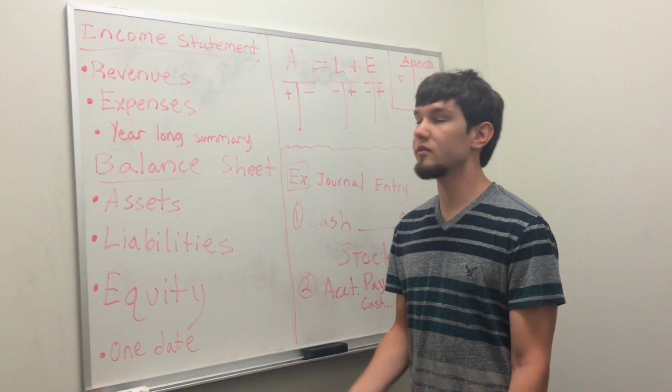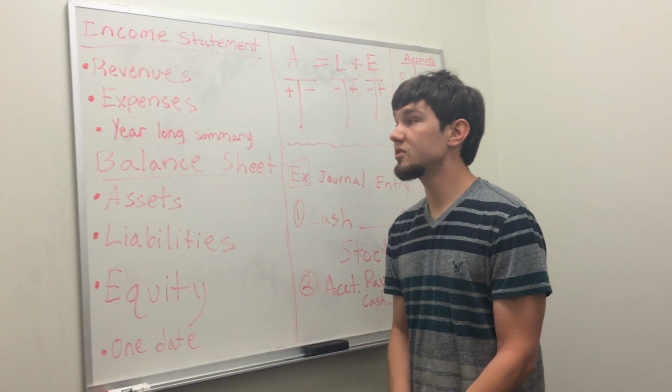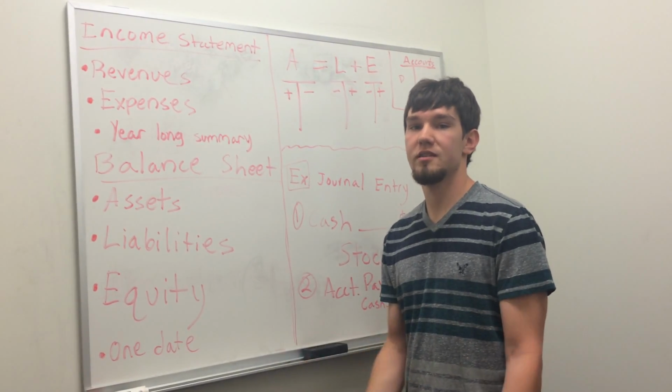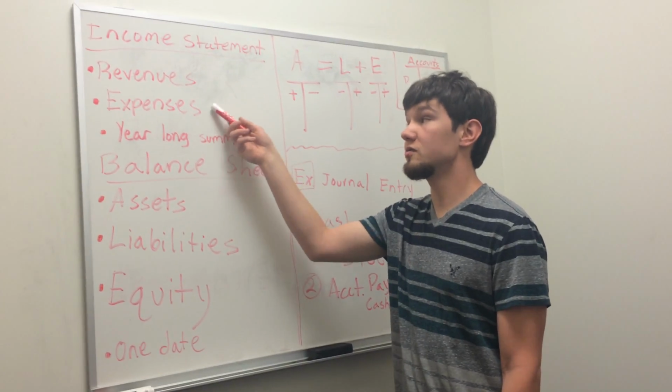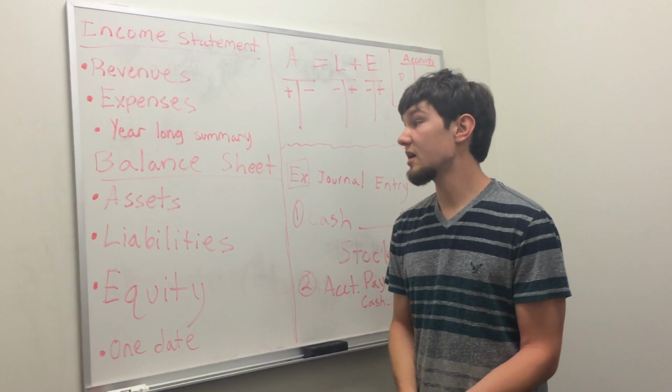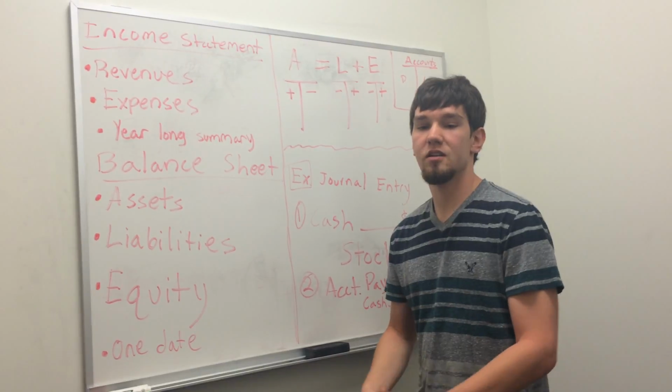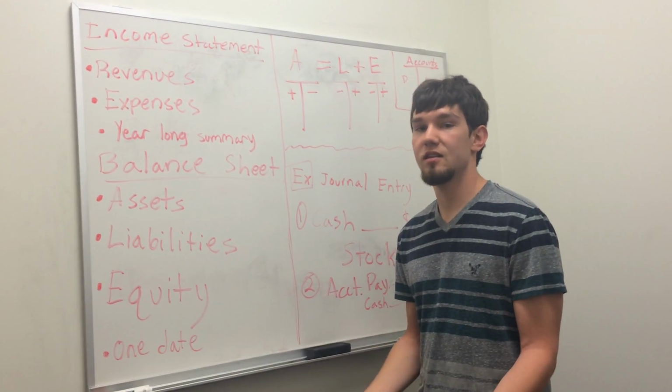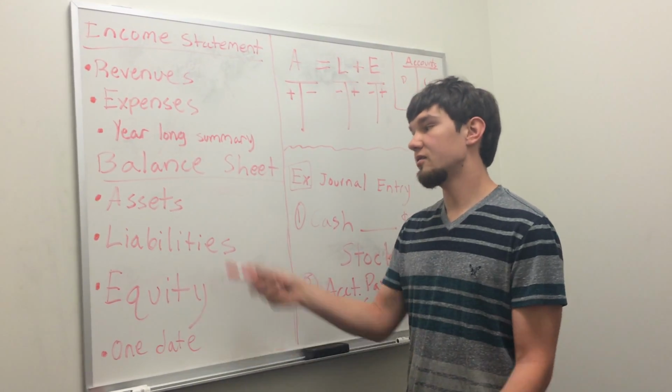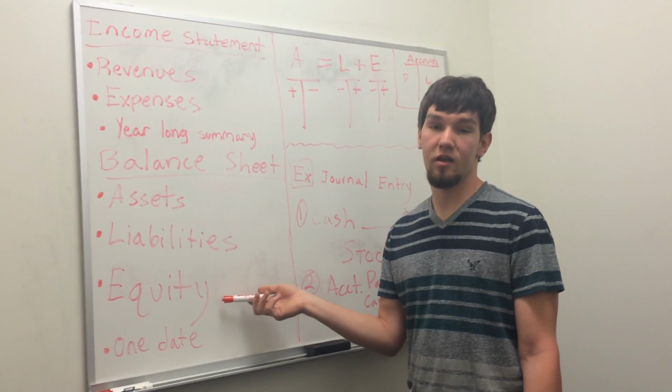The first one I want to go over is the income statement, which is basically a year-long summary of what the company has done. It's defined by its revenues and expenses. The second is the balance sheet. The balance sheet just kind of tells us how much stuff the company has at the end of the year, and they're classified either as assets, liabilities, or equity.